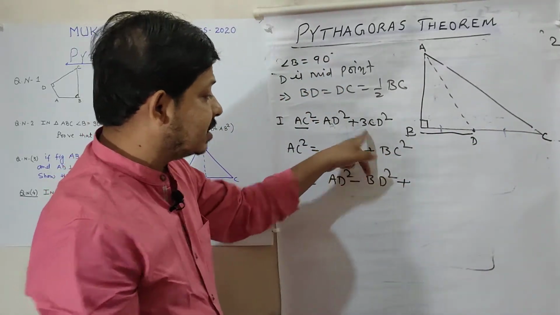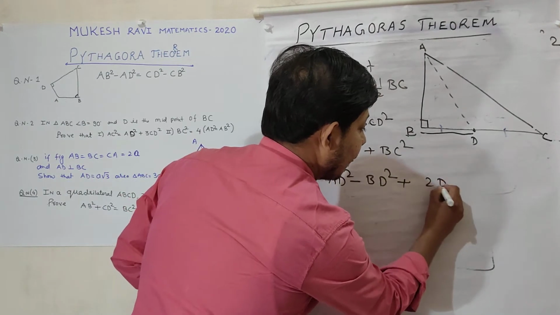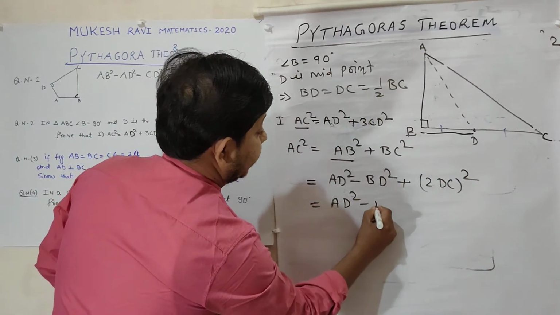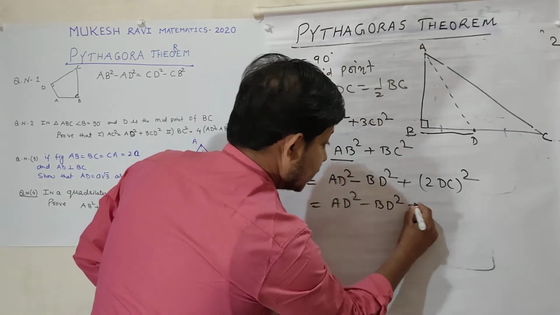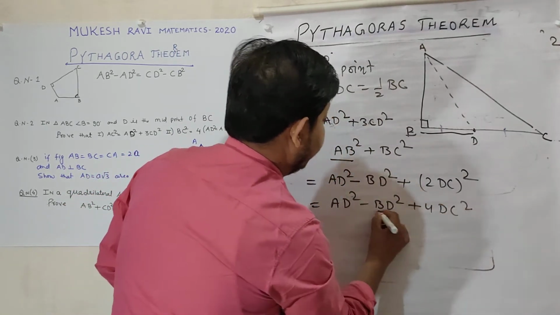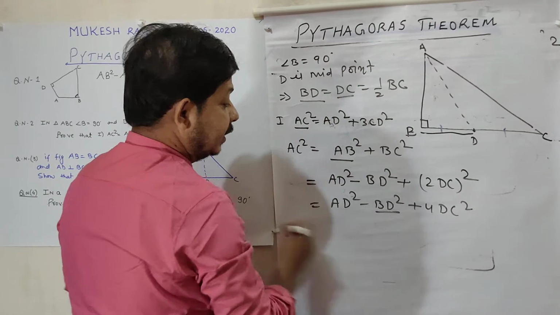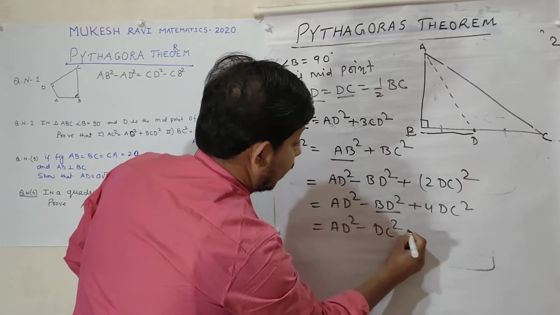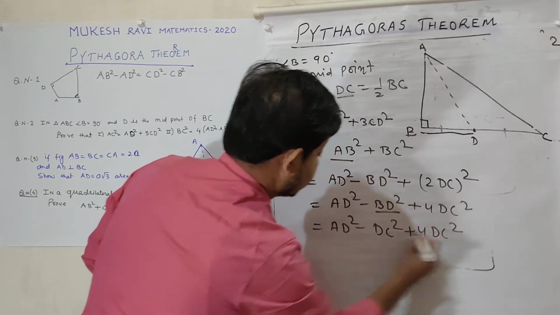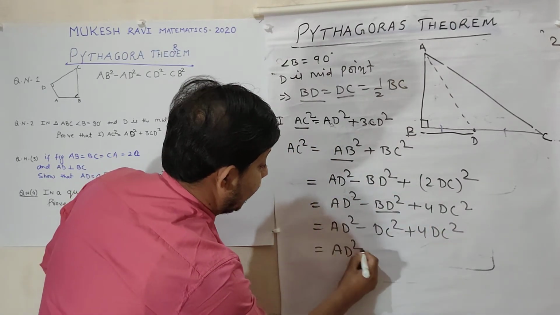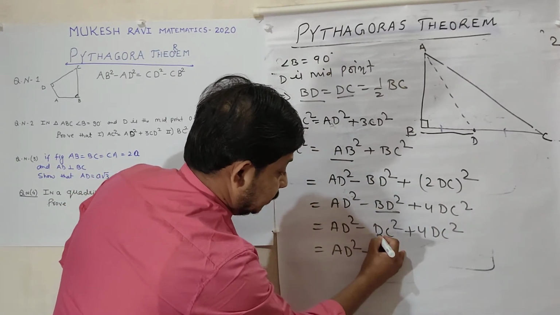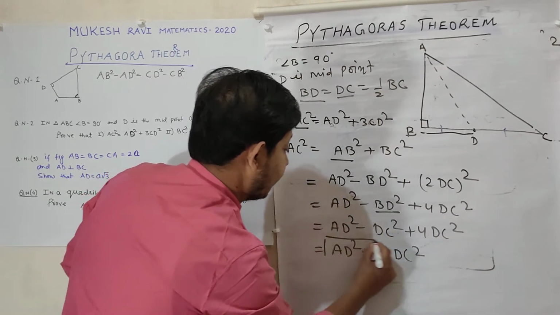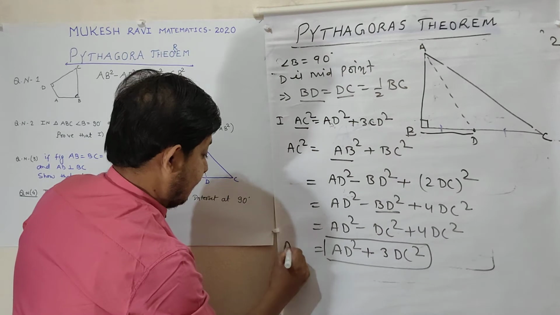Here in the question, DC. So write 2 DC whole square. Now AD square minus BD square plus 4 DC square. BD is equal to DC. So AD square minus DC square plus 4 DC square. So AD square minus DC plus 4, so 3 DC square. Proof. AC square.